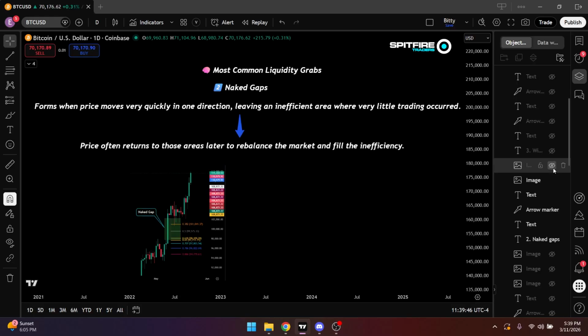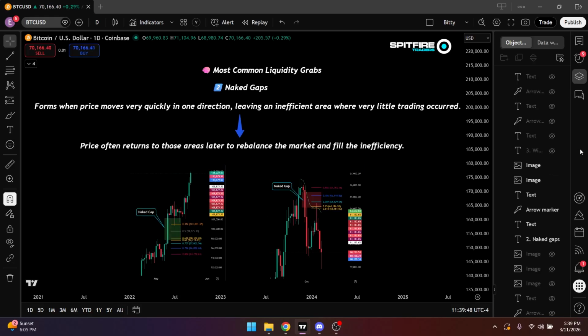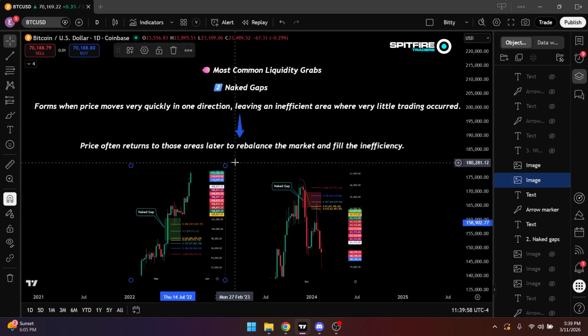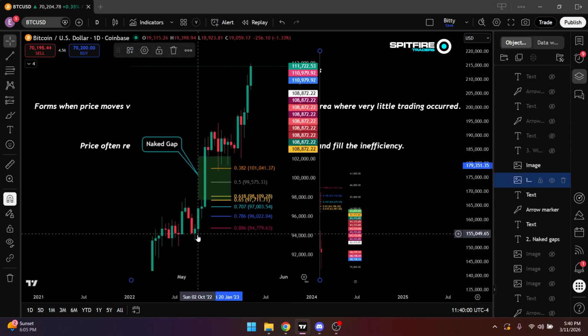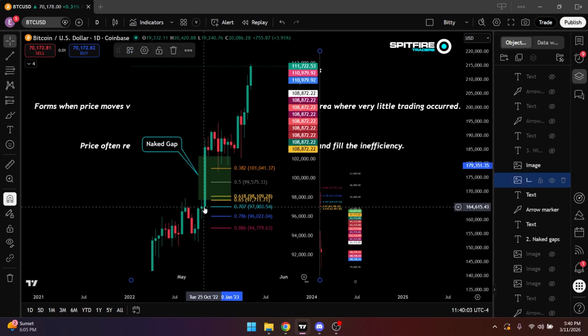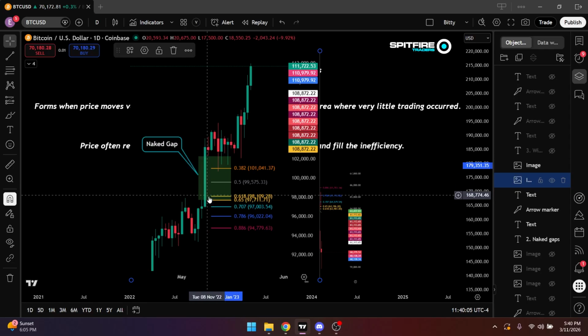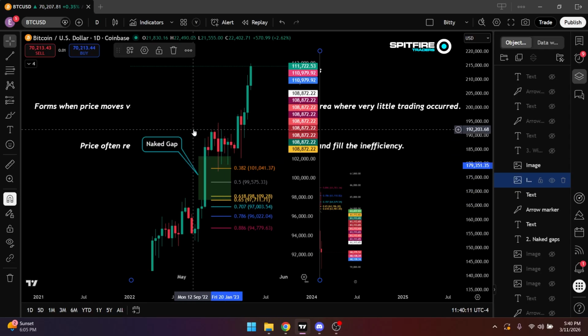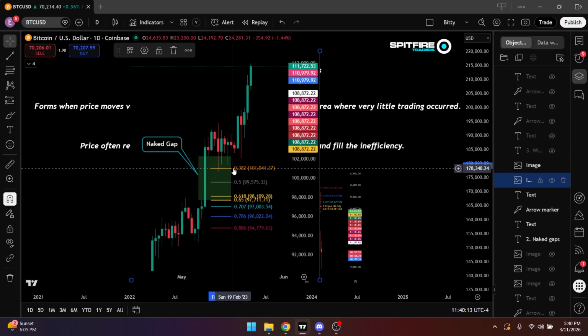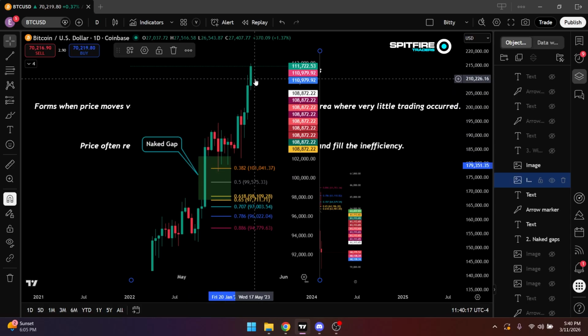When price revisits a naked gap, it often attracts liquidity and can lead to reactions, especially if that gap aligns with other important levels like support, resistance, fibs, or VWAP. And as we can see in our examples here, price moved up aggressively with this big green candle, creating a bullish naked gap. When price pulls back, holds the 3A2 inside the gap, and from here continues the move up.